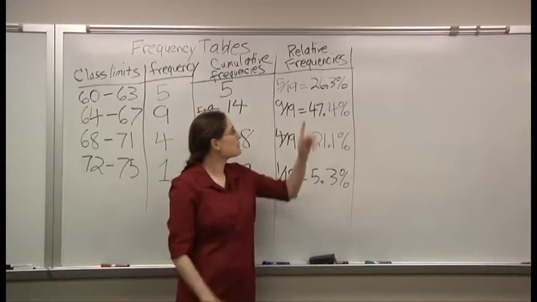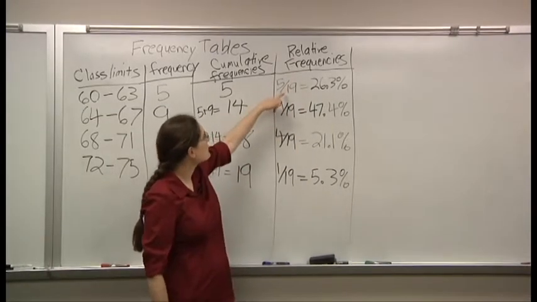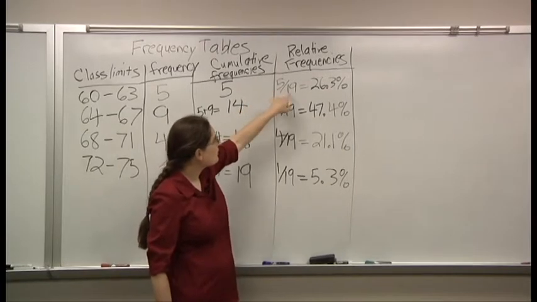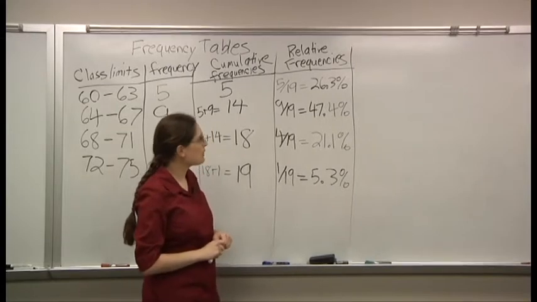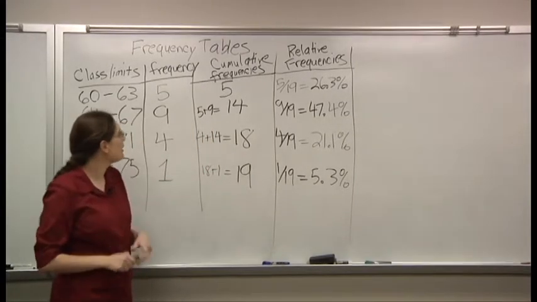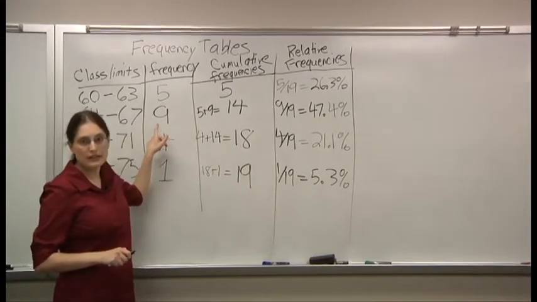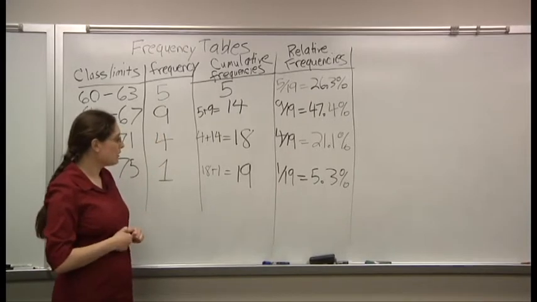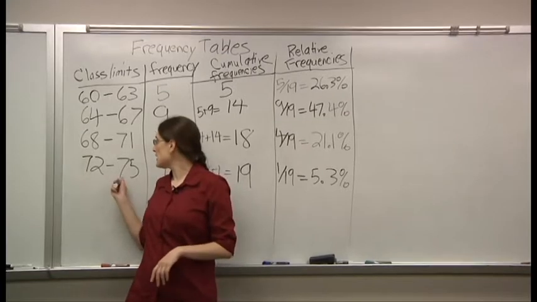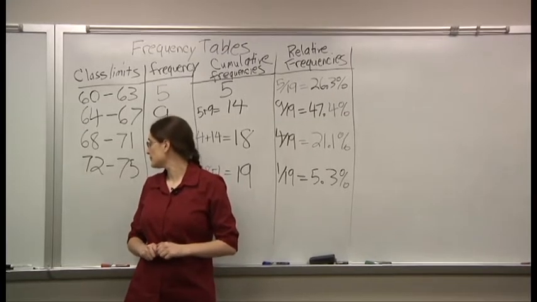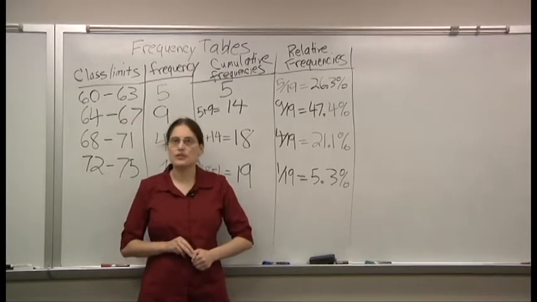So, the relative frequencies expressed as both fractions and as percents. So, 47.4% of the group falls into the second class. And only 5.3% of the group is in the biggest class, that of people over 6 feet tall.